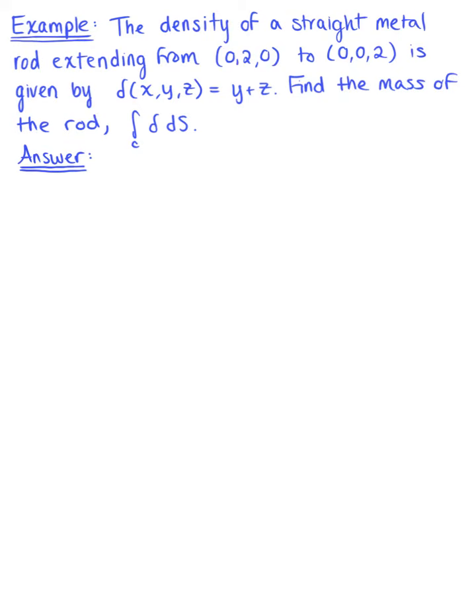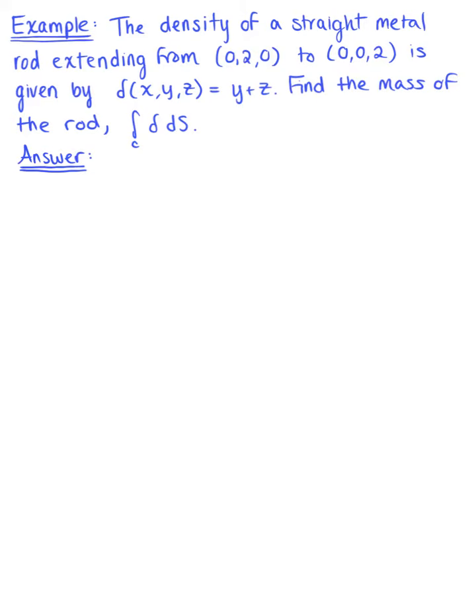The density of a straight metal rod extending from the ordered triplet (0, 2, 0) to (0, 0, 2) is given by delta of x, y, z equals y plus z. Find the mass of this rod using the line integral of this scalar valued function.